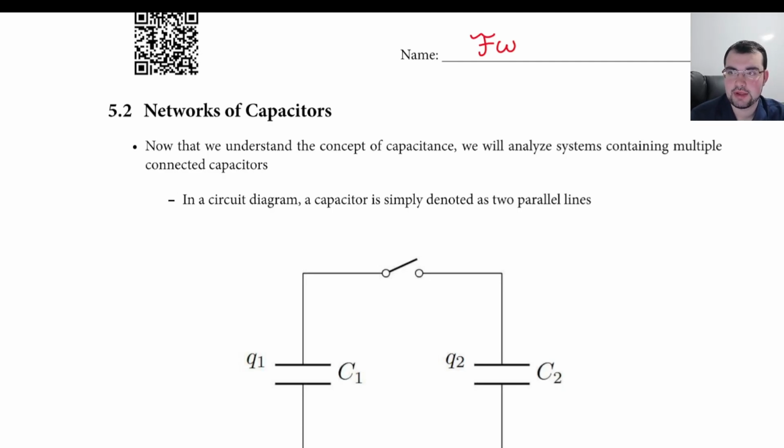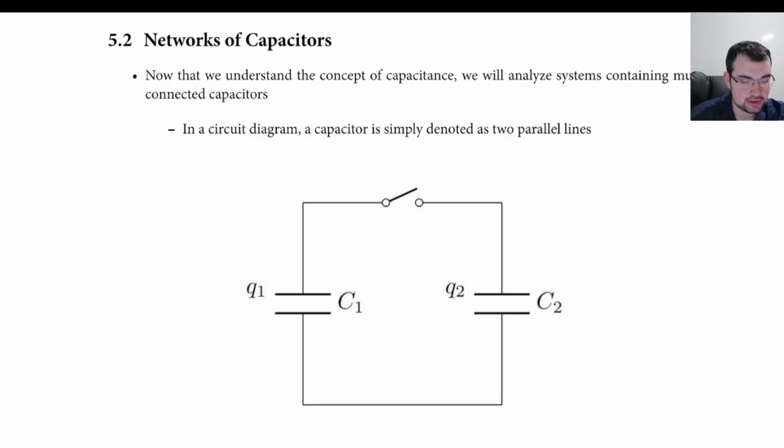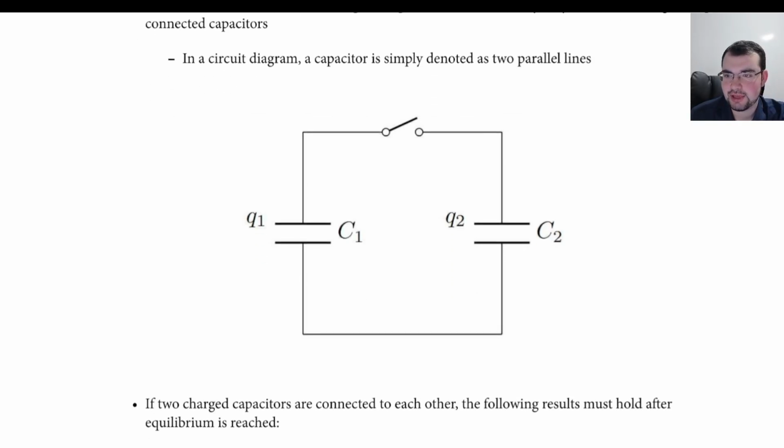All right. Now that we understand what capacitance is and the factors affecting the capacitance of a system, we're now going to put these capacitor objects in circuits. Before we start including resistors and all our other circuit elements, we're just going to be connecting capacitors to each other to start. A capacitor in a circuit diagram is two parallel lines representing two parallel plates, not to be confused with the battery, which is two parallel lines of different length.